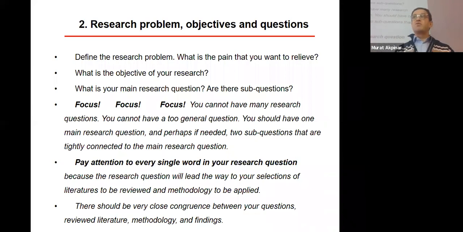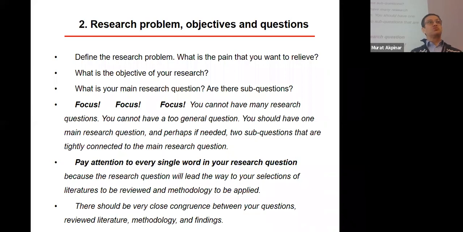As I said, every word is important. Think about what that word means for your research. So I may ask you, okay, what do you mean by this word? So when you are selecting the words for your research questions, you should be very careful. You should have a good understanding of what you are really meaning.